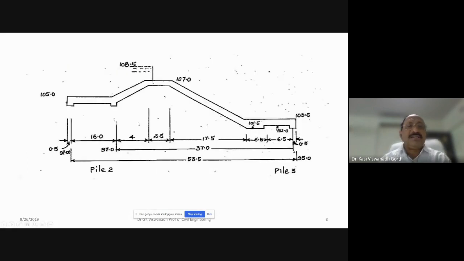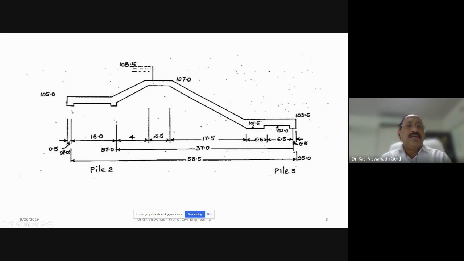The section given is like this. A weir with the crest level at 108.5, and the bottom at 107.0. You have the upstream slope as well as the downstream slope for this floor, and this floor is resting on a permeable foundation.